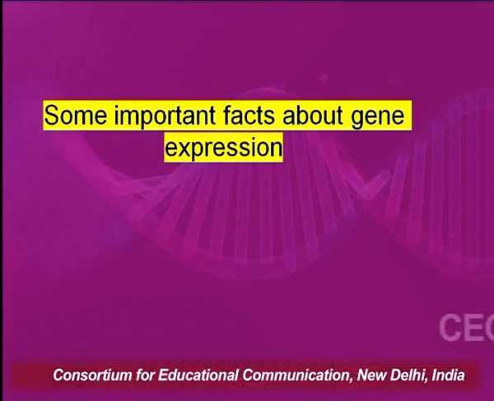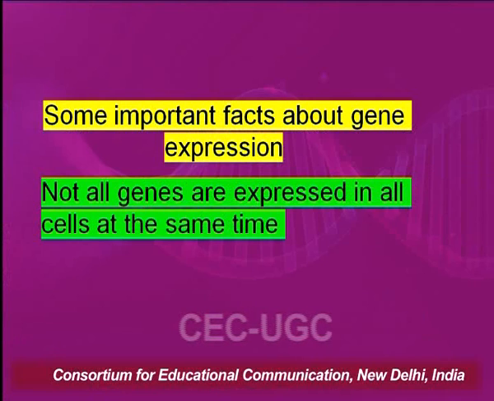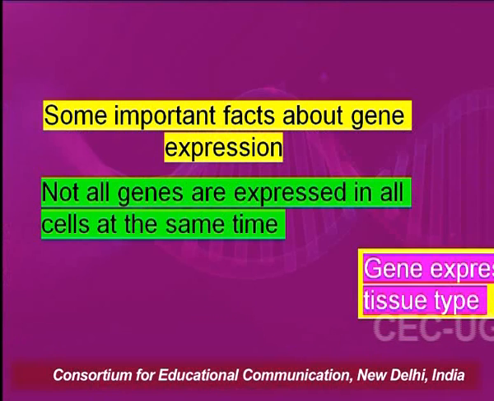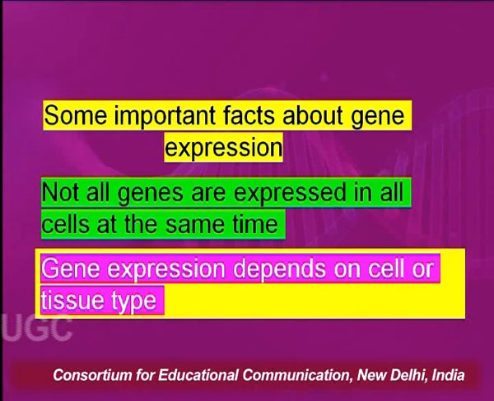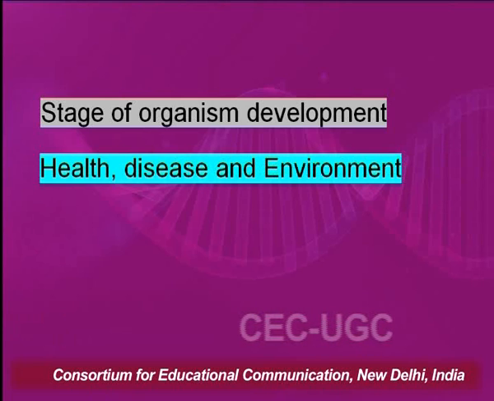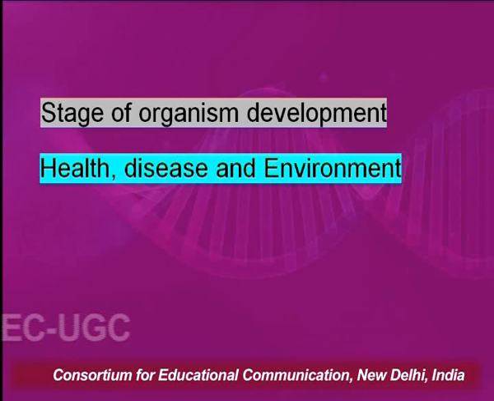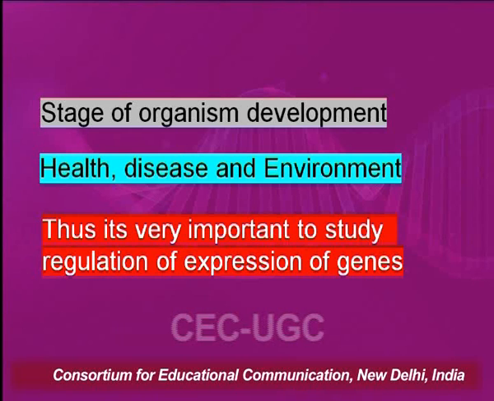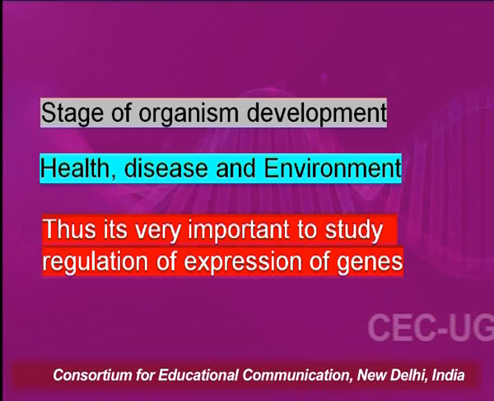So, this is the basic flow of information, and this information is contained in genes, but there are certain important things which make it not so simple a process, like not all genes are expressed in all cells at the same time. Gene expression depends on cell type or tissue type. Sometimes the developmental stage of the organism decides which genes are to be expressed. We have health or disease conditions, and the environment also controls which genes are to be expressed. So, we are trying to say that there is a regulation on expression of these genes, and that is a very important process.